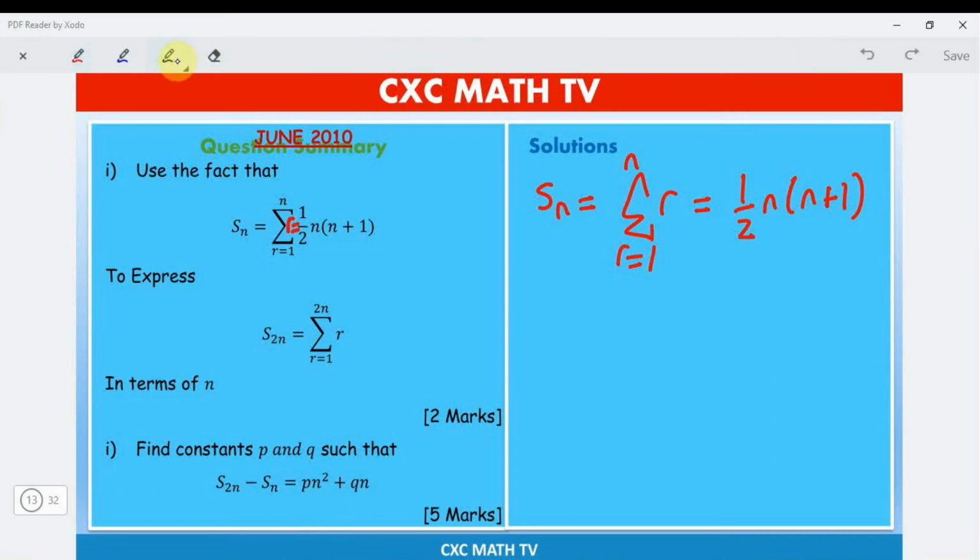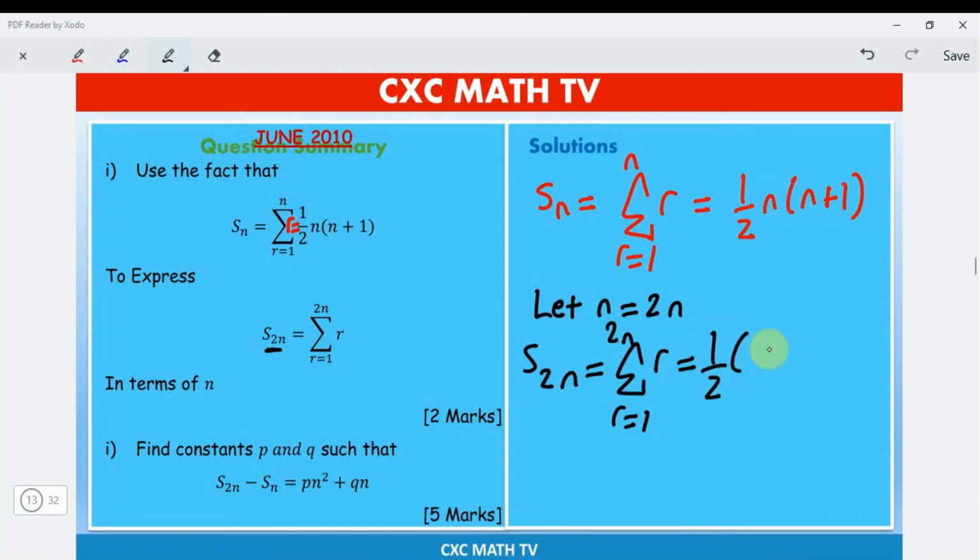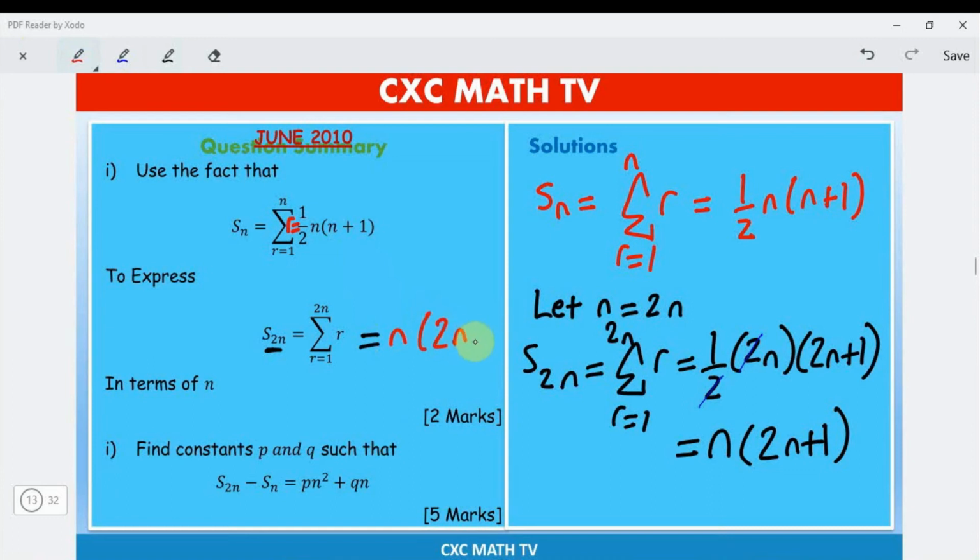Alright, so as you pause the video and attempt this question, the first thing we'll notice is to find S2n, replace n with 2n. So let n be equal to 2n. So S2n is then the sum from r equal 1 to 2n of r, which is a half, replace n with 2n, and then replace this n with 2n. That's what we have. So this is going to simplify to be 2n over 2, which is n. This 2 cancels this 2, leaving n, and we have n times 2n plus 1. So that's the expression for S2n. In other words, S2n is equal to n times 2n plus 1.